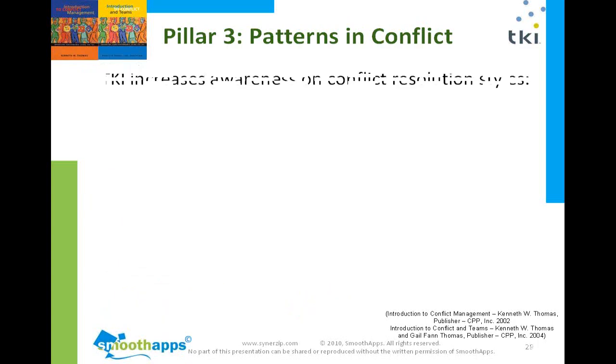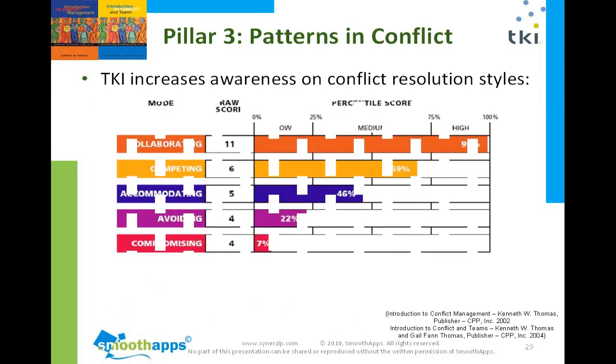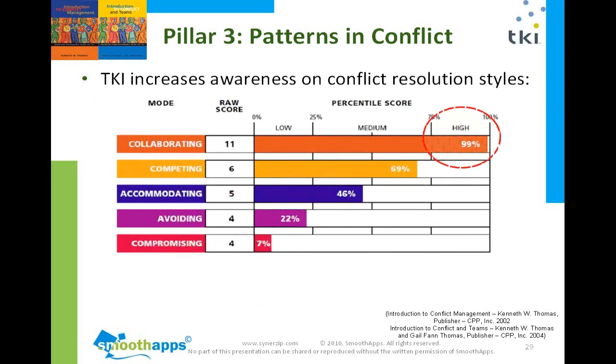If we were to take the TKI, for instance, it can shine a flashlight on our conflict resolution style, and the report would look something like this. This person has a tendency to collaborate more than 99% of the normal sample. He's in the 99th percentile. And this person has a tendency to underuse avoiding and compromising. This person may spend a lot of time collaborating even on trivial issues, may be stretched too thin, and may not know how to back off from very charged situations.